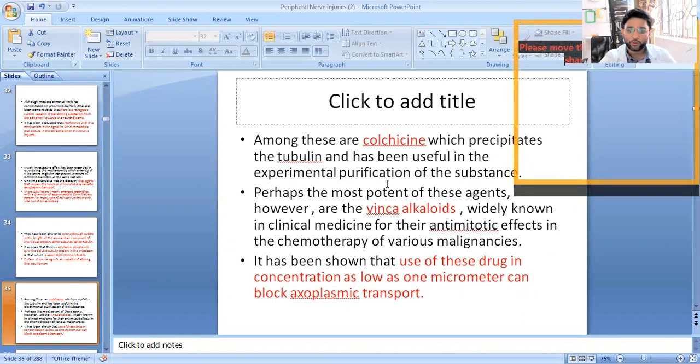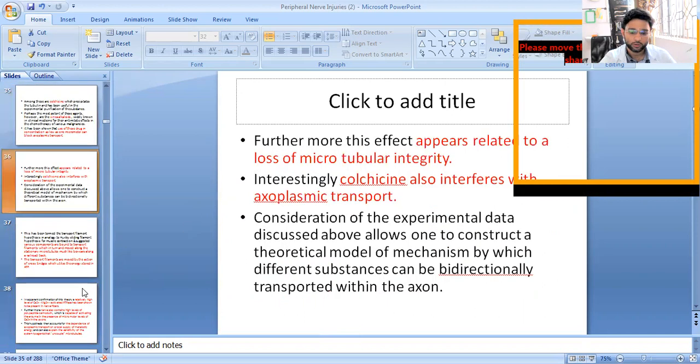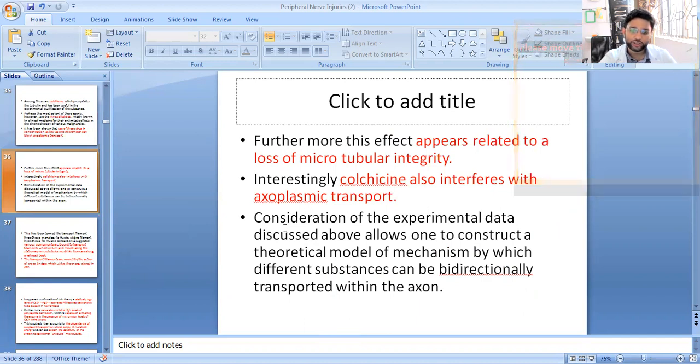Perhaps the most potent of these agents, however, are the vinca alkaloids, widely known in clinical medicine for their anti-mitotic effect in chemotherapy of various malignancies. It has been shown that the use of these drugs in concentrations as low as 1 micromolar can block axoplasmic transport. Furthermore, this effect appears related to the loss of microtubular integrity. Interestingly, colchicine also interferes with axoplasmic transport.